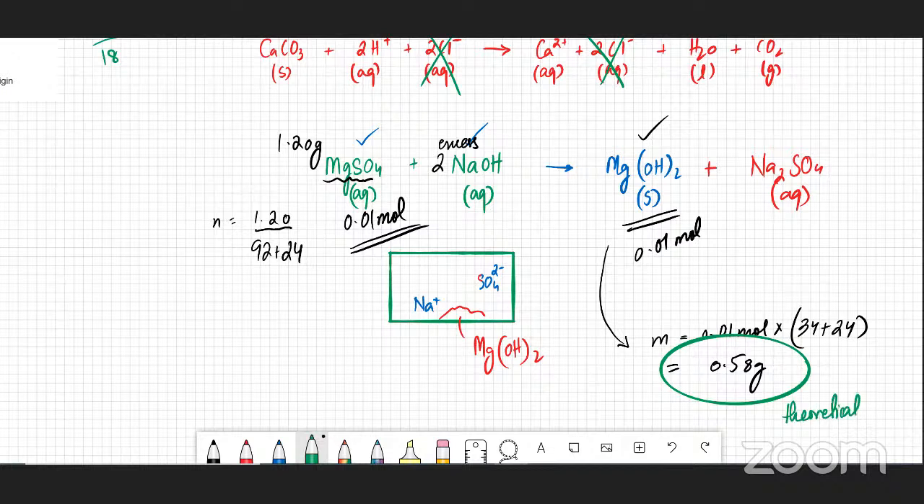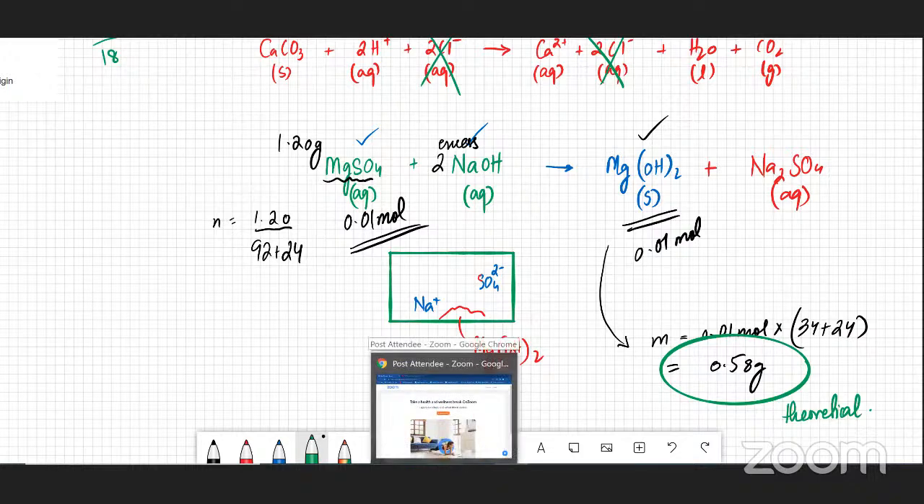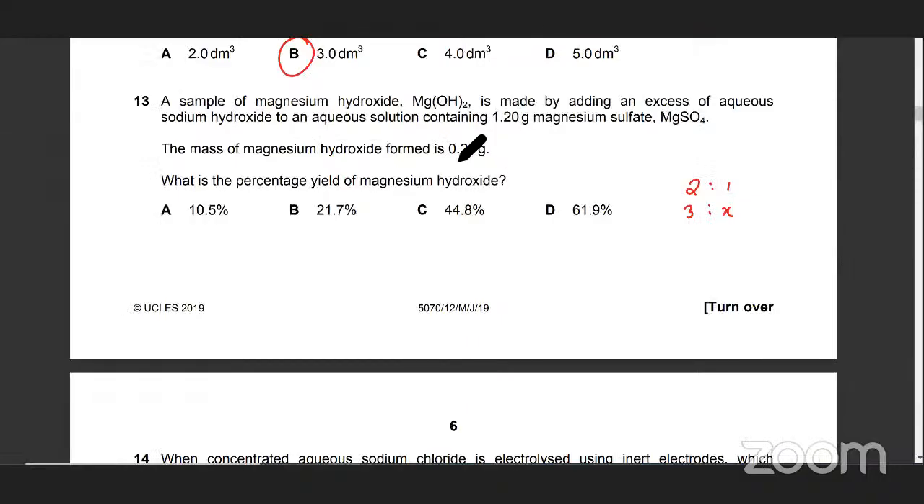What's theoretical value? That means the one that has no connection with reality. It's the one that you just calculated on paper. And when you actually go and do the reaction, it's going to be different, and that's going to be your actual or experimental value. So if we go back to it, he's told us that the mass of magnesium hydroxide formed is 0.26 grams. So he's told us the actual value, and that is 0.26 grams.